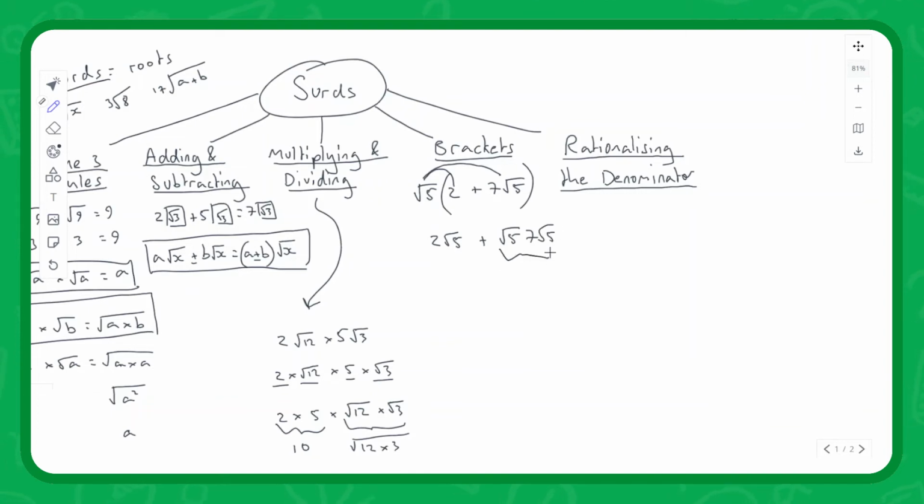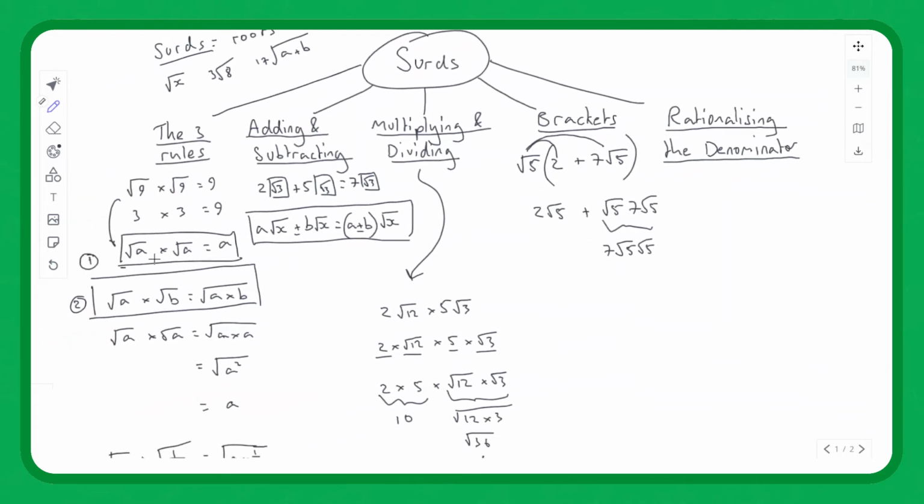We can rewrite this, though. We can, again, use this fact that we can reorder this multiplication, and we can write this as 7 root 5 root 5. Well, again, we know from our first rule, from the fundamental definition of what a square root is, that root of anything times root of that same thing gives us the original number without the square root. So root 5 times root 5, I know is going to give us 5. So this just becomes 7 times 5, which is just 35. And we end up with 2 root 5 plus 35 as our answer.